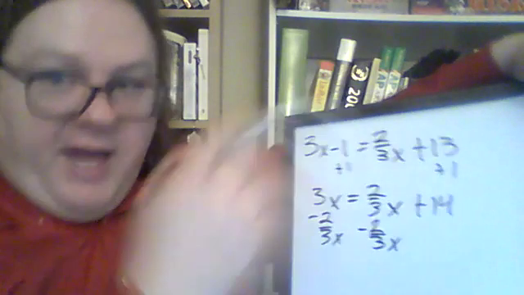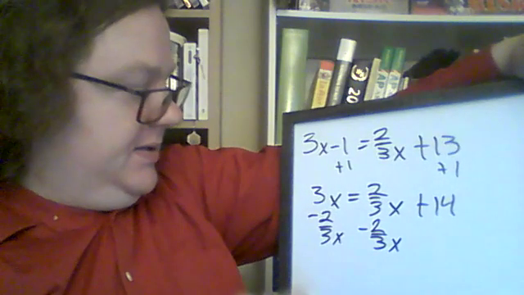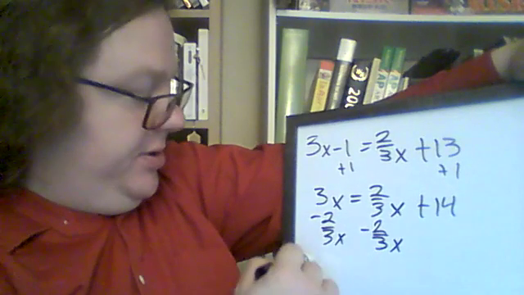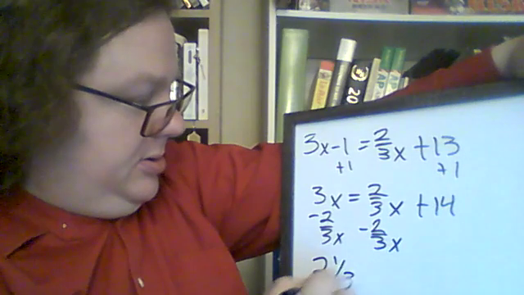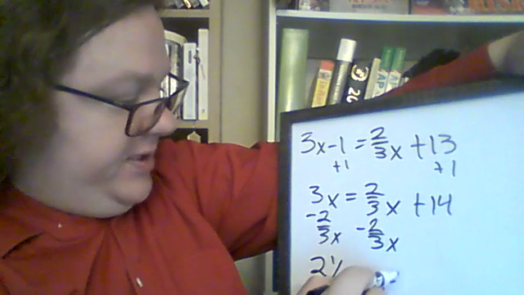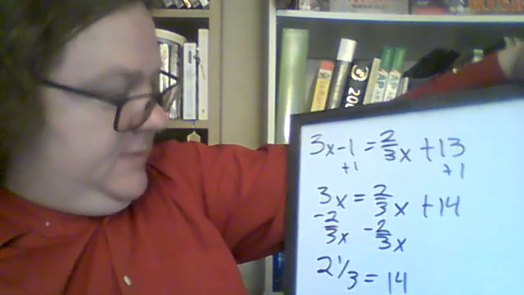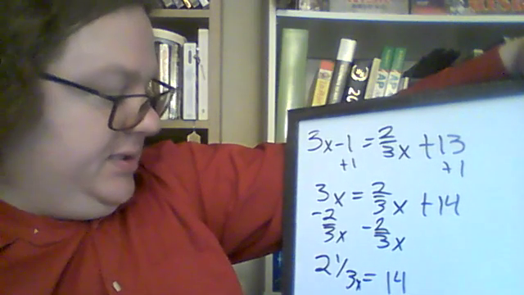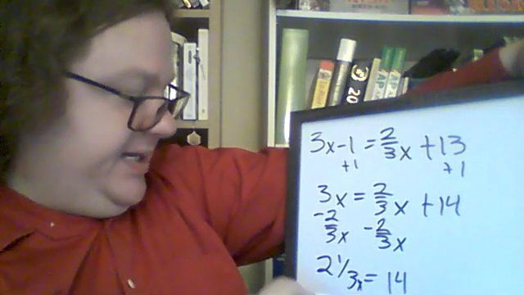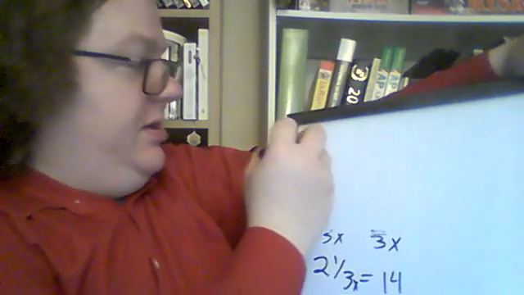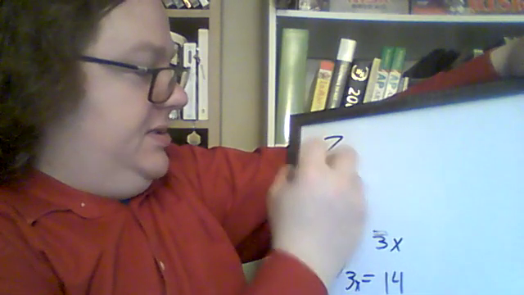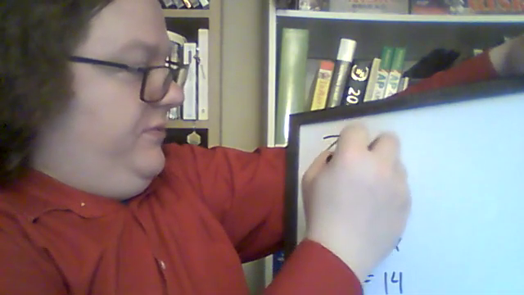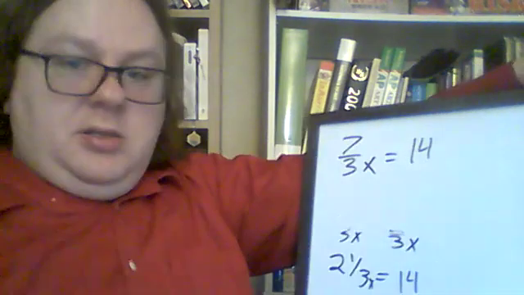Back to this. Like magic. So that was 2 1/3 x equals 14. Let's leave that actually as 7/3 x. I think that might be easier to work with. 7/3 x equals 14. Okay.